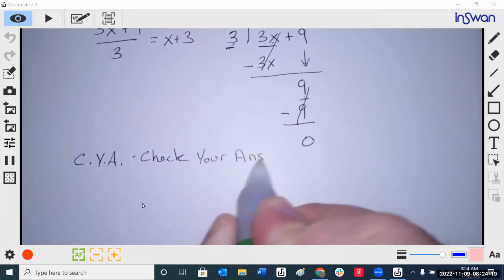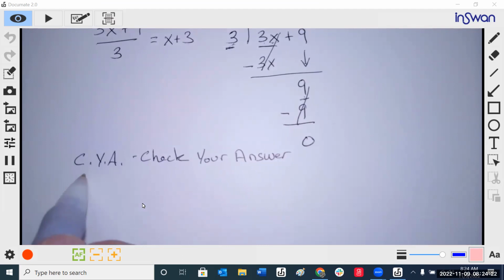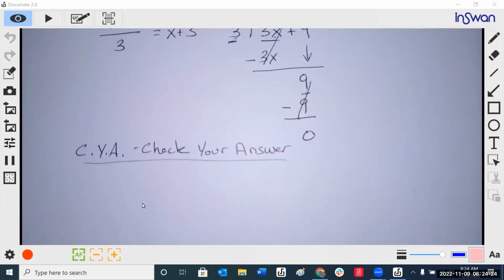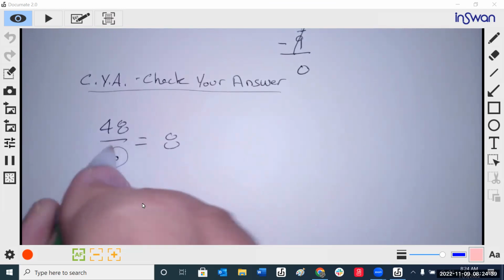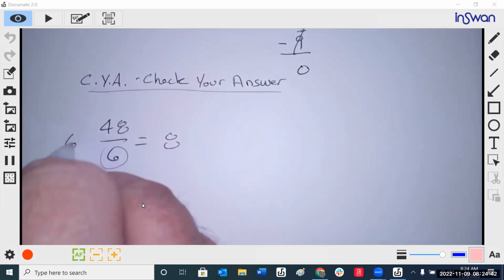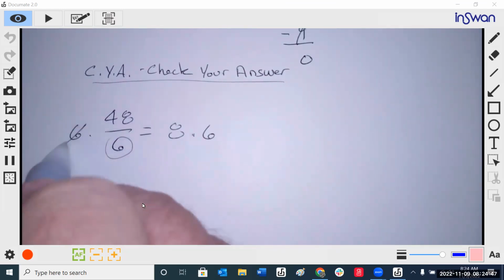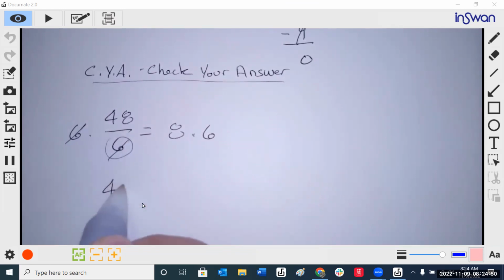Check your answer. So remember when we had 48 divided by 6 equals what? Equals 8. How do we check that answer? Whatever your bottom number is, multiply both sides by your denominator, your divisor. So does 8 times 6 equal 48? Check.